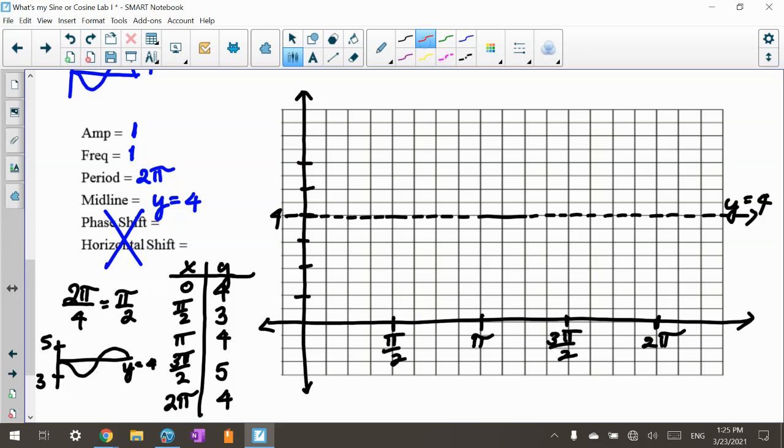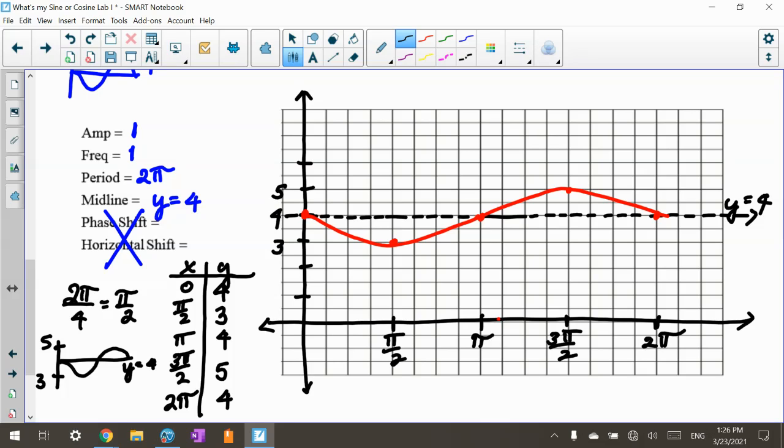All right, so now we're going to sketch our graph. 0, 4, then it's going to come down here to 3, back up to 4, up to 5, and back over to 4. So it looks a little bit flat. And there you go. So here is our 5, and here is our 3. So that's what our graph looks like. So I hope this helps you in graphing.